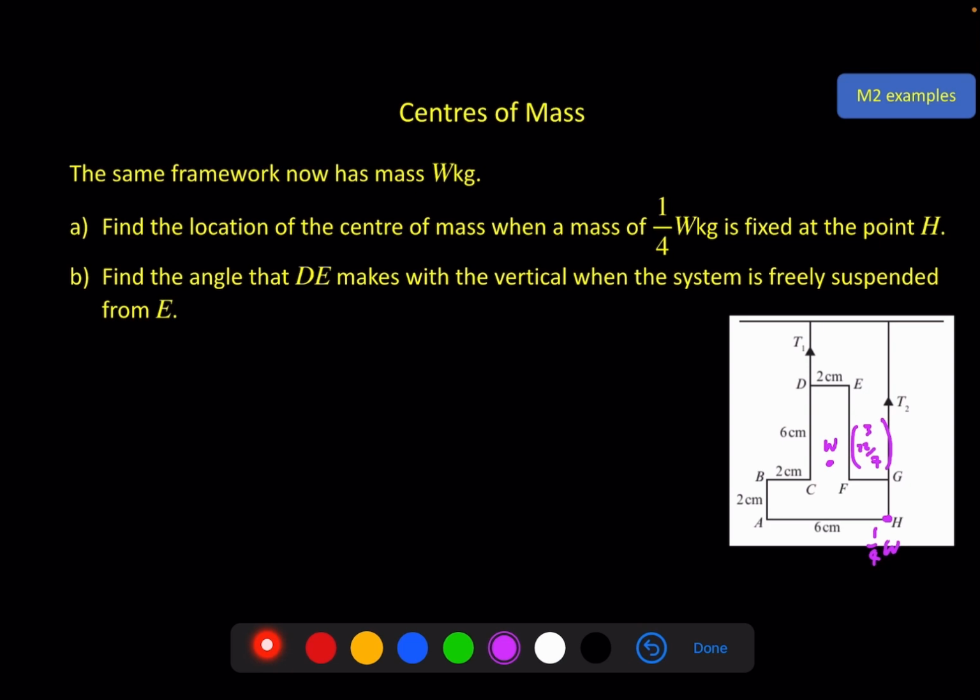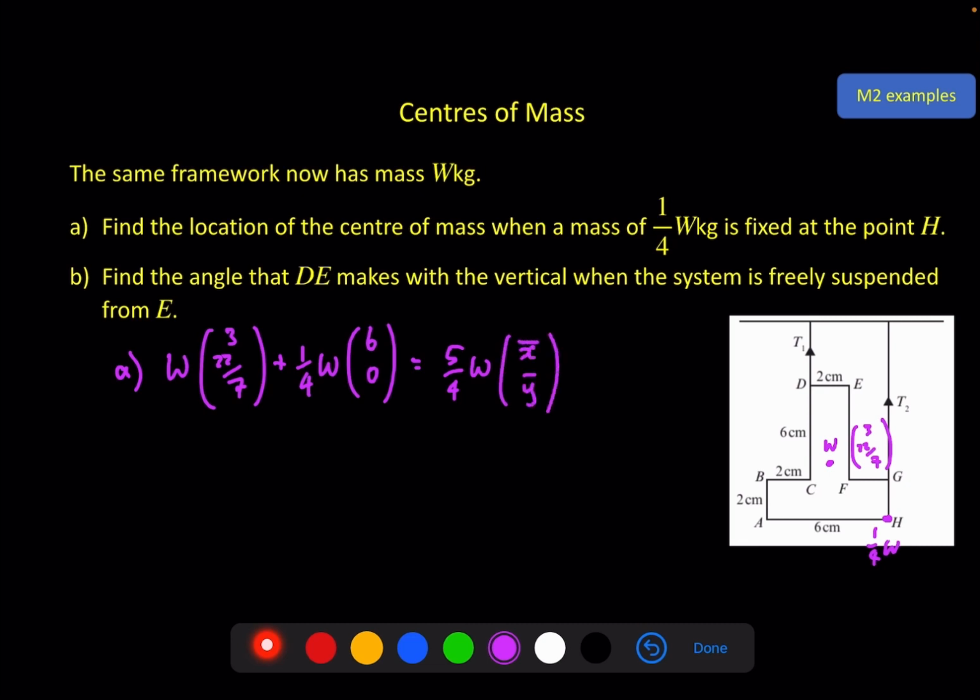So we're using, in part A, a system of particles on a plane, where the first particle is the whole framework, W, mass times 3, 22 over 7, and the other particle is the one attached at H, so that's 1/4 W with a position vector of 6, 0, has to equal the total mass of the system times the new center of mass, x bar, y bar. As usual, the W's cancel out. Here we get 9 over 2, 22 over 7.